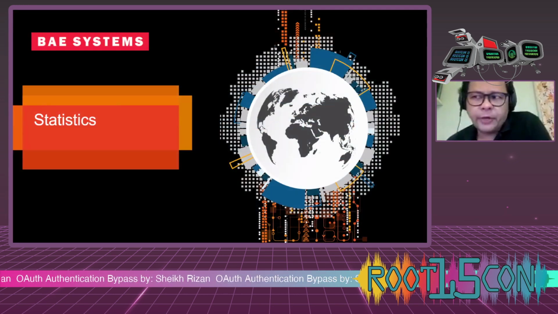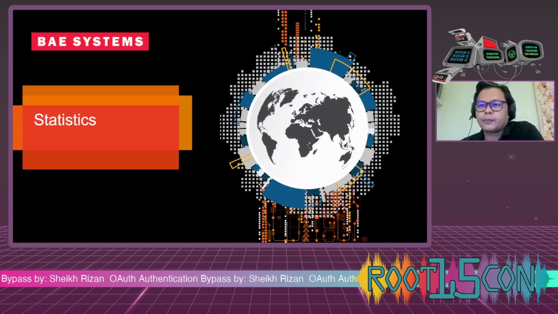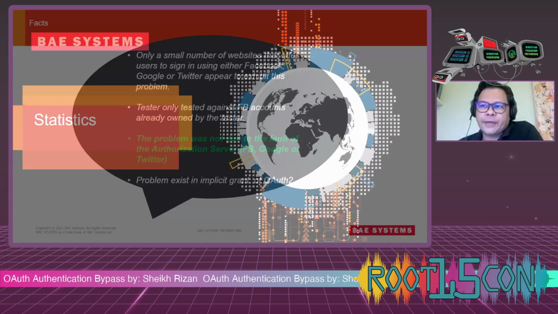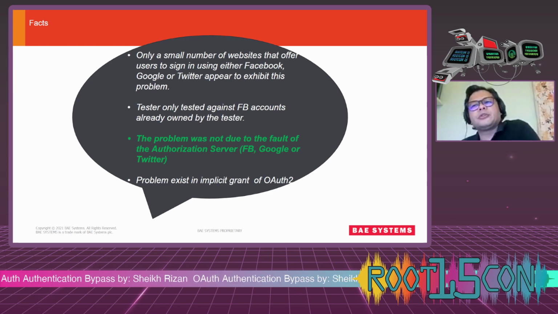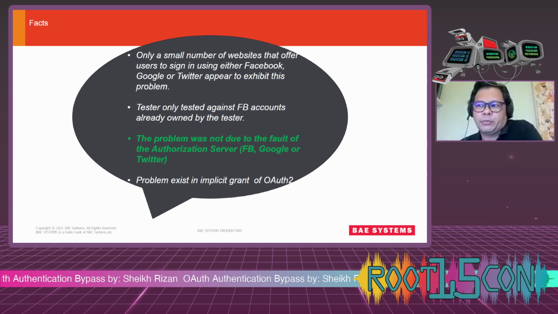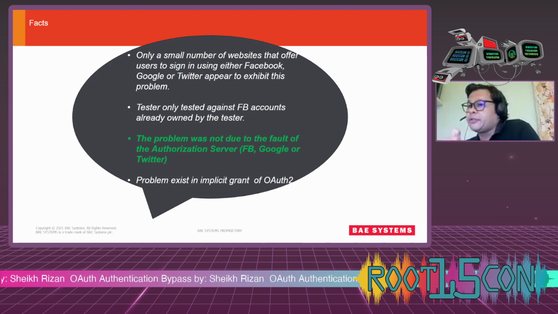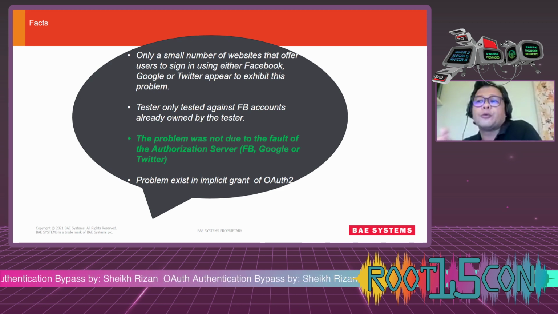Before that, let's look at some statistics. Some facts to understand. Only a small number of websites that offer users to sign in using Facebook, Google, Twitter, or whatever do not exhibit this problem. Now, the tester only tested against FB accounts that were already owned by the tester. This is very important because we do not want to step over other people. We do not want to break the law by accessing other people's accounts. So all accounts that were used for this testing were owned by the tester.